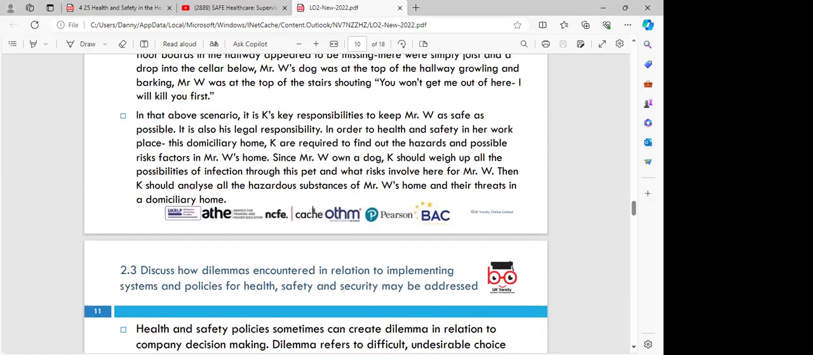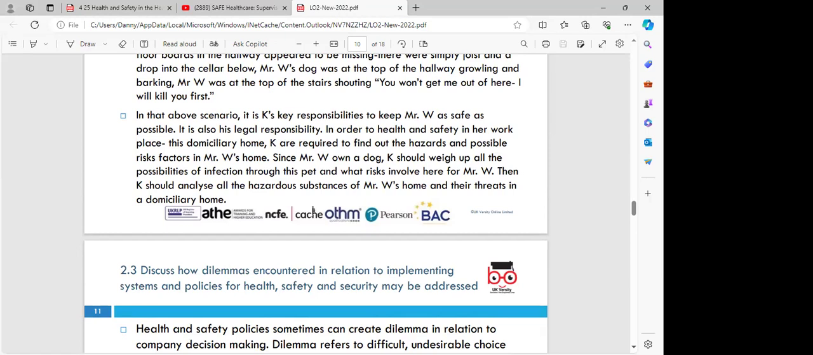It is also her legal responsibility. In order to help health and safety in a workplace, this domiciliary care worker is required to find out the hazards and possible risk factors in Mr. W's home. Is that true or not?